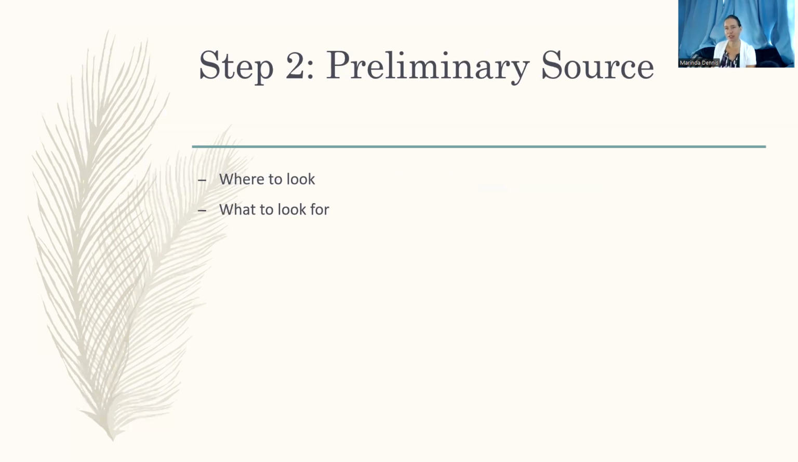Next, you will do a preliminary search. The sources you find during your first search may not be the ones you use by the end of this process. They are preliminary because they're there to help guide you. You might find some key terms in these first few sources that direct you to even better resources.